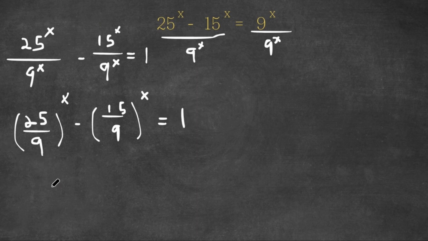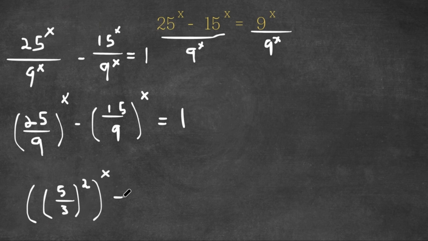Now 25 over 9, well, 25 is the same thing as 5 squared, and 9 is the same thing as 3 squared. So we could rewrite 25 over 9 as 5 over 3 squared. And this is to the power of x minus, now 15 over 9, this could just simply be simplified to 5 over 3. So 5 over 3 to the power of x.